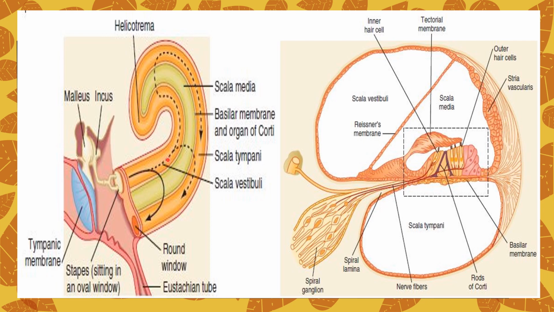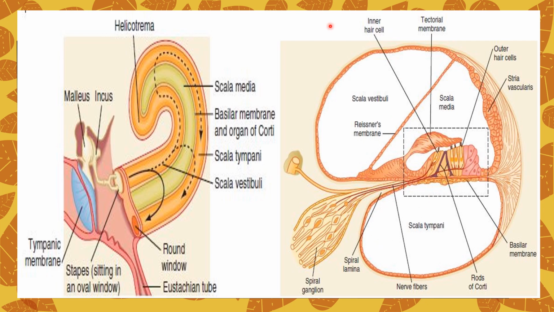Scala vestibuli is filled with perilymph. Sound vibration enters the scala vestibuli from the footplate of the stapes through the oval window. So this footplate covers this window and is connected with the window's edges. Then scala media is a space between the Reissner's and the basilar membranes and is filled with a potassium rich fluid called endolymph. It is a closed space and is continuous with the membranous labyrinth.